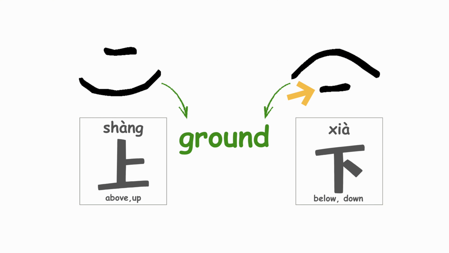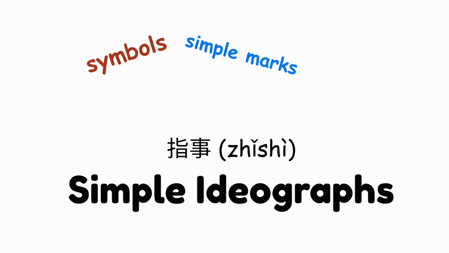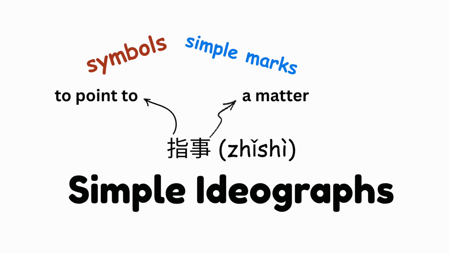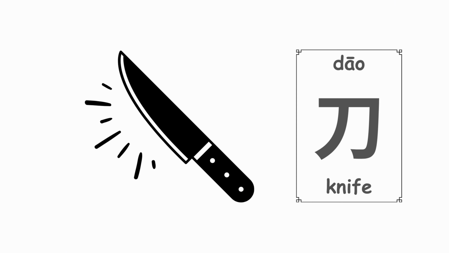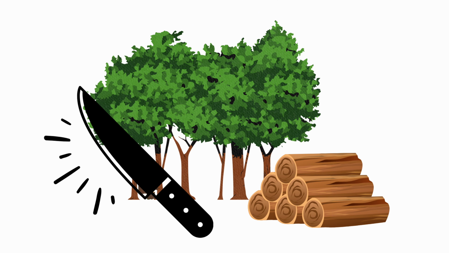上 and 下 are abstract ideas, things you can't really draw. So instead of drawing the object itself, ancient Chinese people used symbols or simple marks to indicate a concept. These are called ideographs, or 指示字, which literally means to point to a matter. Let's look at another example. Here's a knife. Now, how do you express the sharp edge of the blade? Maybe you'd draw a forest and show lots of trees being chopped down to show how sharp it is.